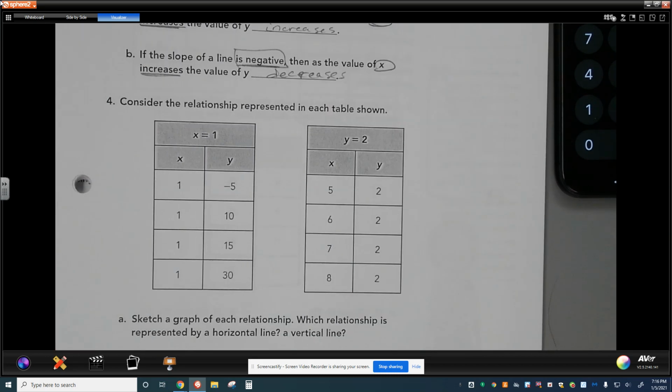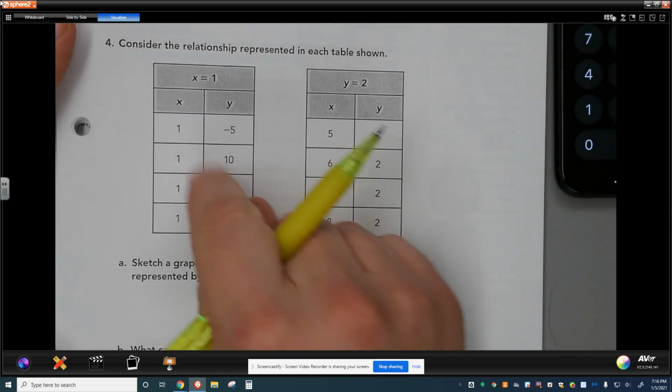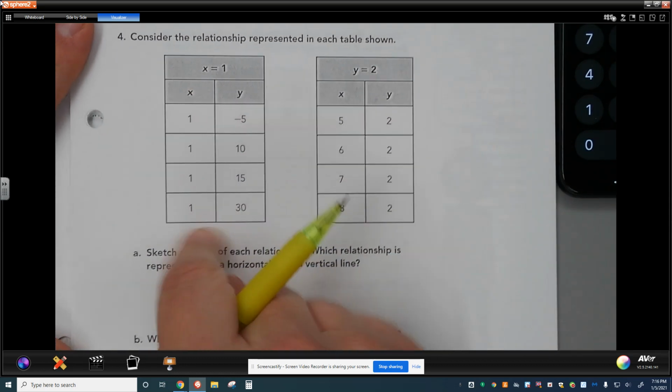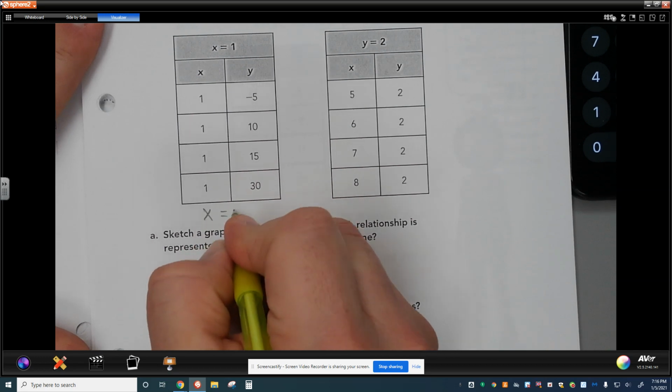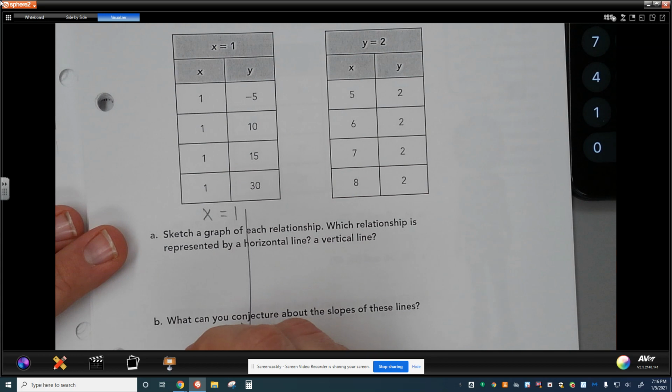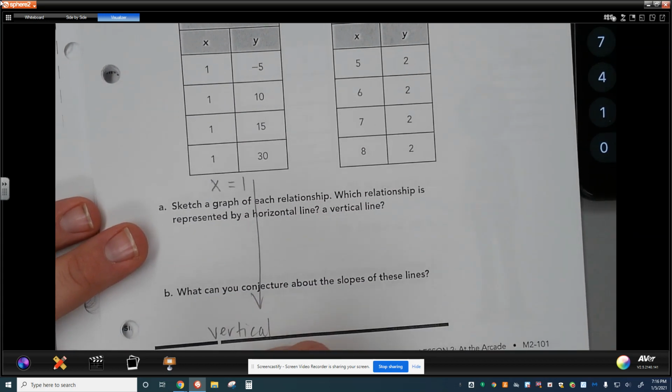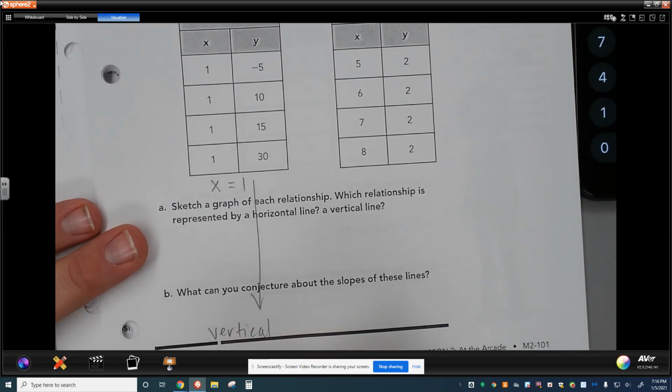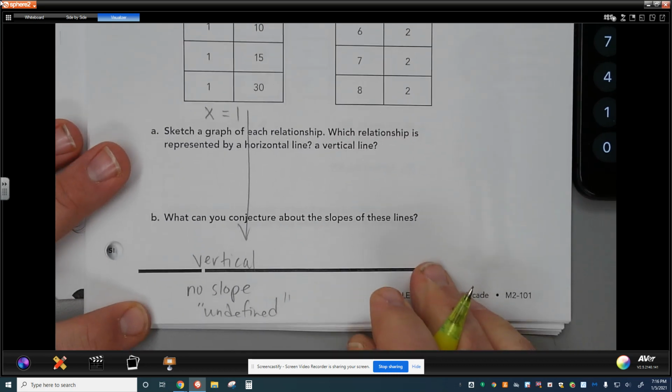All right. So now let's talk about the relationships here, and we're going to sketch these relationships. What I would much rather look at is this. X is always the exact same. In this case, x is 1. This is a great representation of a vertical line. That means that there is no slope, or undefined. Sorry, you can't see that.